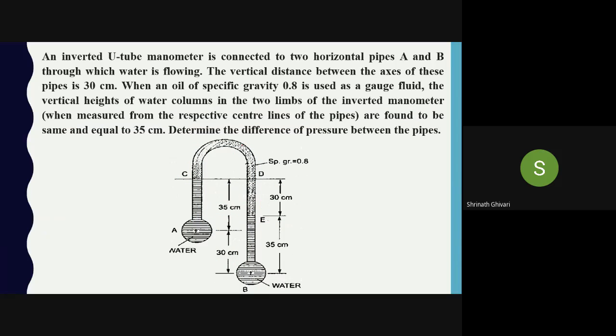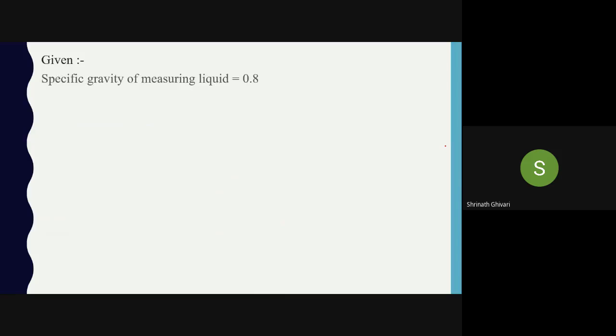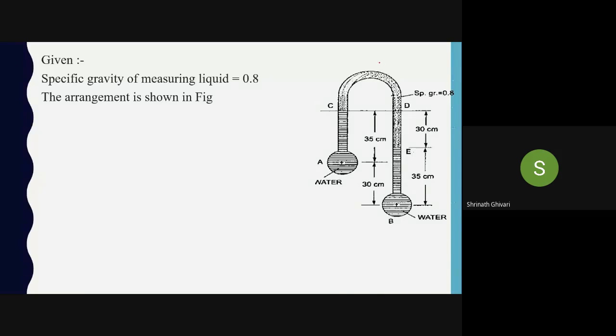He has told you to find out the difference of pressure between the pipes, the difference of pressure in the pipe. What all is given? Specific gravity of measuring liquid 0.8. The arrangement is shown here. You understood the arrangement, how it is done? Yes, sir. Okay.